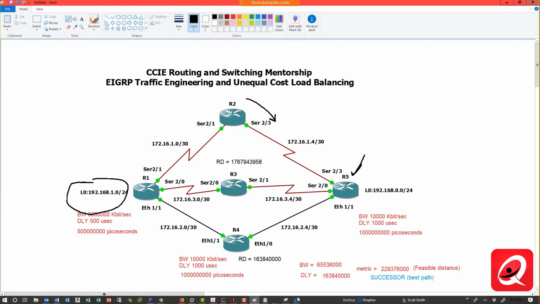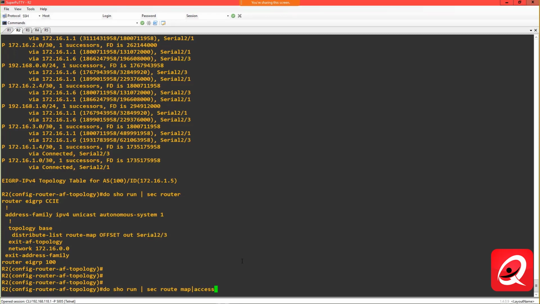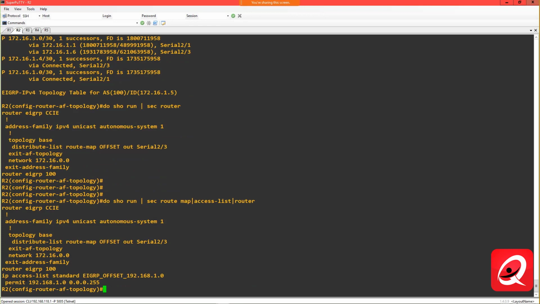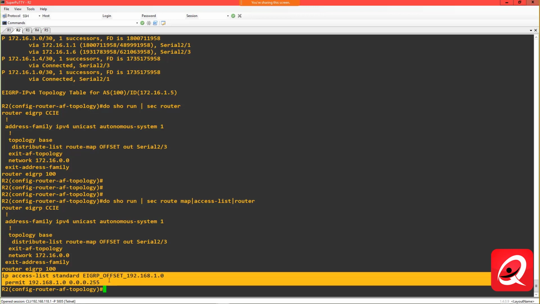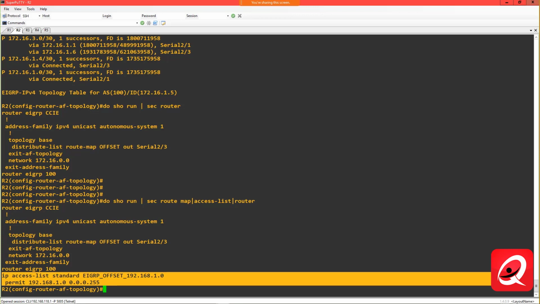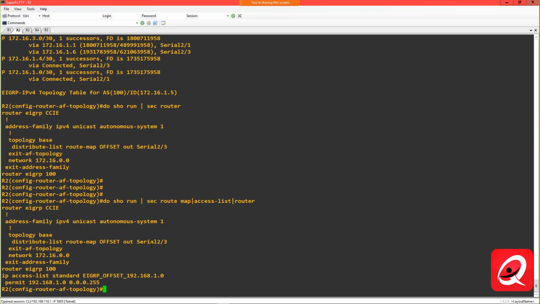192.168.1.0/24. So let me pull up the whole configuration here. Route map, access-list, and router. Okay. So here's the route map. Here's the access list. All right, we're matching the 192.168.1.0 subnet. Here is the distribute list out of serial 2/3 on router 2, saying that if you match route-map offset, for some reason my route map didn't come in. Oh, because it's route-map.